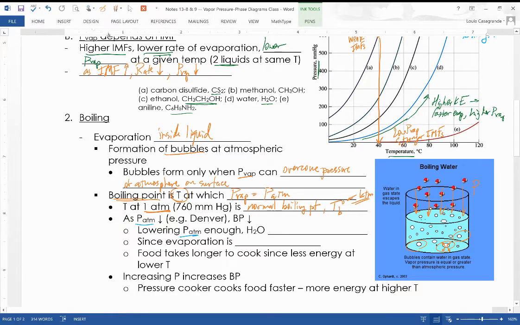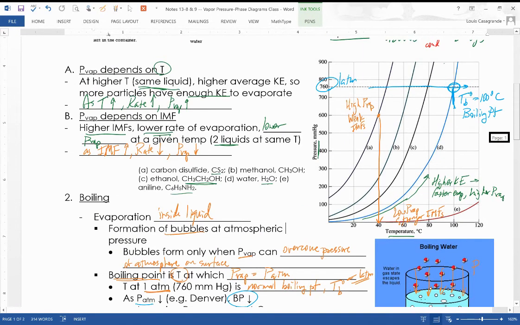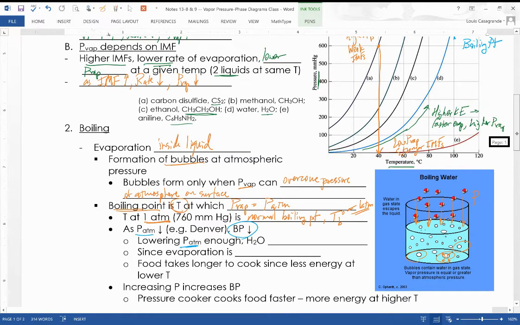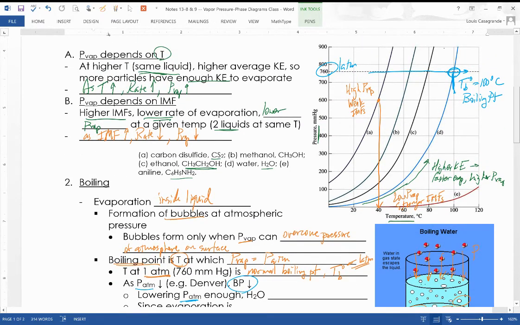So lowering the atmospheric pressure is going to lower the boiling point, because it's going to lower where that line intersects the actual atmospheric pressure. It doesn't have to be 1 atmosphere if we are not at 1 atmosphere. So if Denver is, say, at 600 millimeters of mercury, come over here. And one of the homework questions is going to ask you to read from that graph and estimate the best you can what the boiling point of water would be in Denver.